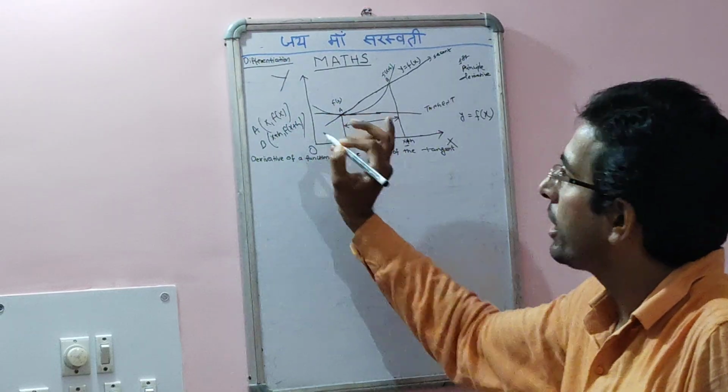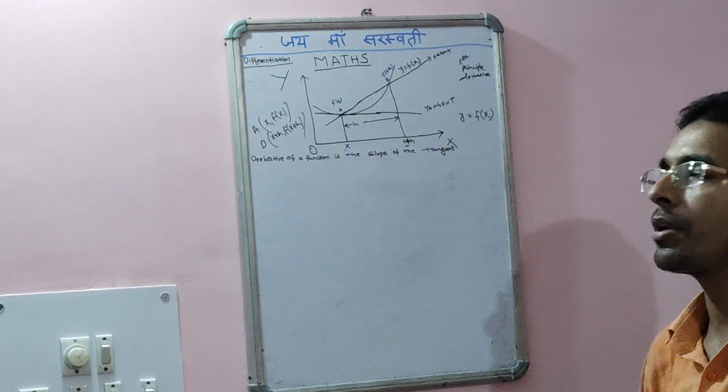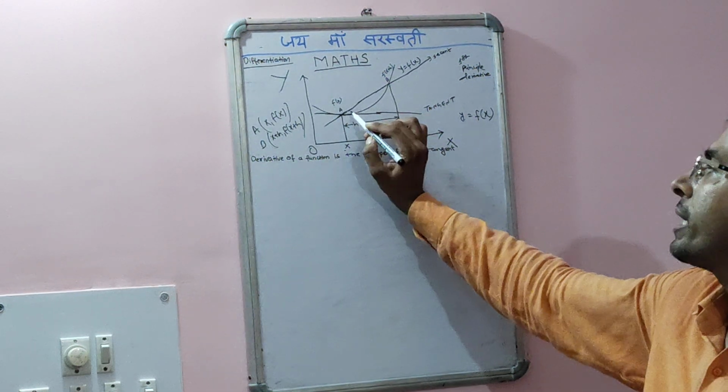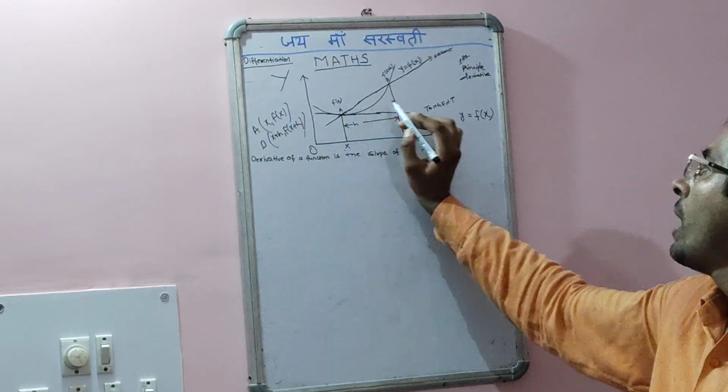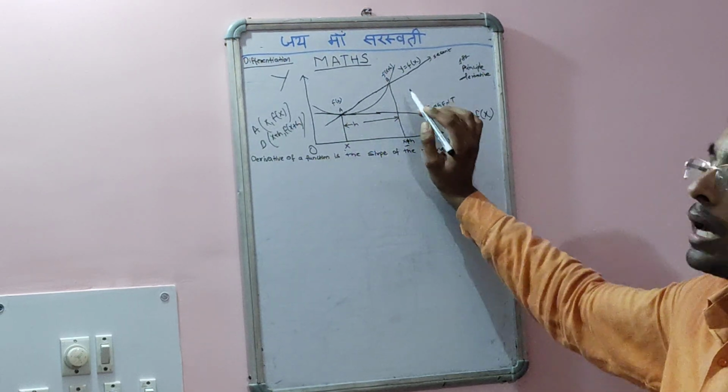We had already studied how we determine the coordinates of a particular point in coordinate geometry. So based on that, we are writing here that the coordinate of A will be (x, f(x)), and the coordinate of B will be (x + h, f(x + h)).